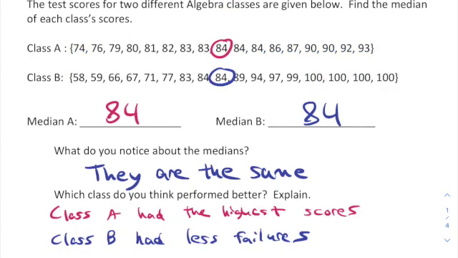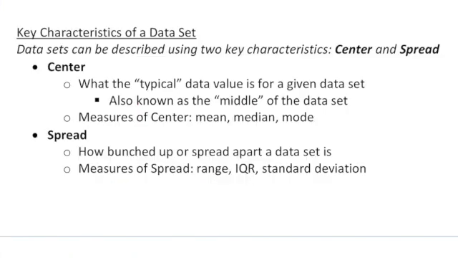And we can start describing these differences using the concept of spread. While we've already talked about the concept of center throughout this unit, another key characteristic of a data set is its spread. This describes how bunched up or spread apart the data set is. In this lesson, we're going to learn about three measures of spread: the range, IQR, and standard deviation.